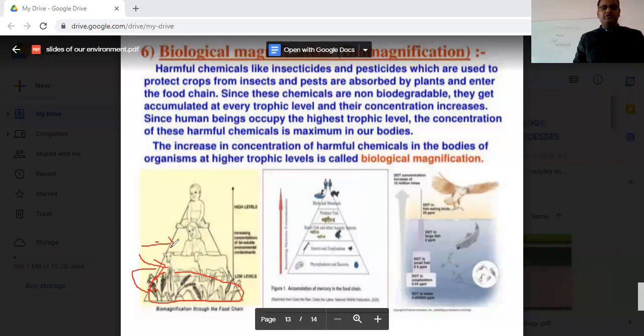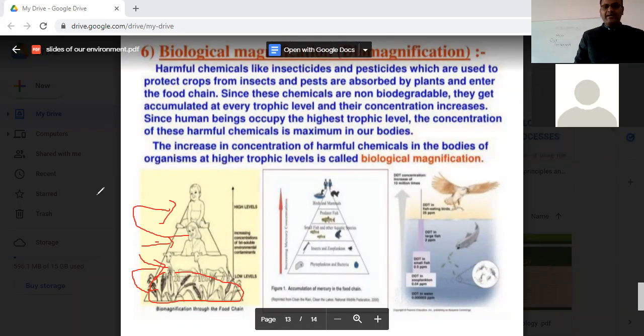Again, the same reason, because in the previous trophic level, the chemical was not broken down and absorbed in the body. And finally, when it goes to the higher level, the concentration becomes maximum. So why? Because again, in the previous trophic level, that very insecticide or the DDT was not broken down, so it accumulates more in the body.